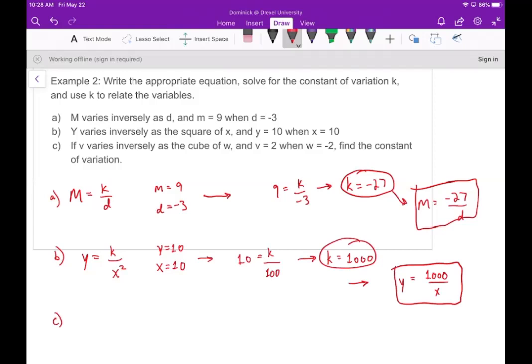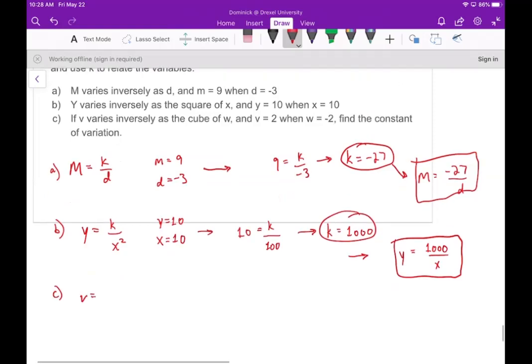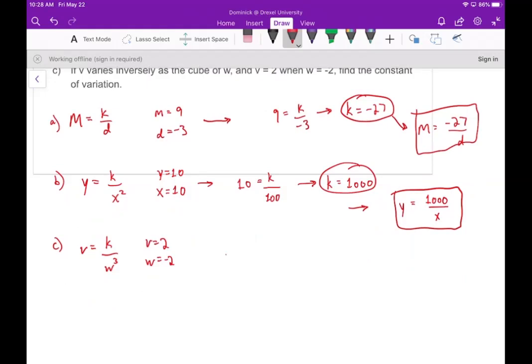Okay, and then part C, we get that v varies inversely as the cube of w. So v equals k over w to the third. v equals 2 when w equals -2. And we want the constant of variation. So we're going to get that 2 is equal to k over -8. So k is equal to -16. So then finally we get that v is equal to -16 over w to the third. All right, so those are some inverse variation problems.